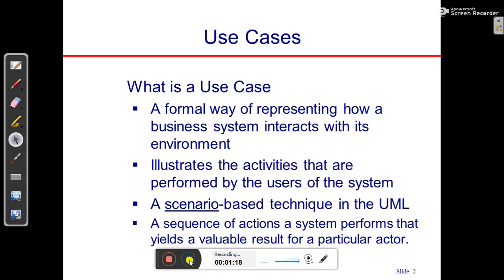Or we can say a sequence of actions a system performs that yields a valuable result for a particular actor. So a use case is also a type of depiction of a sequence of actions a system performs which yields valuable results for a particular actor. So the use case diagram is very much connected with the actor. Actor is nothing but the environment with which the system interacts.